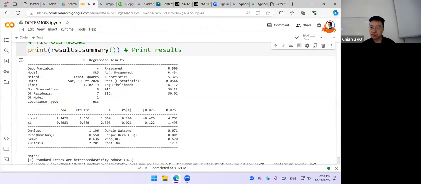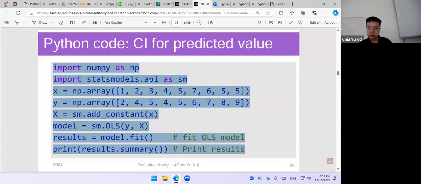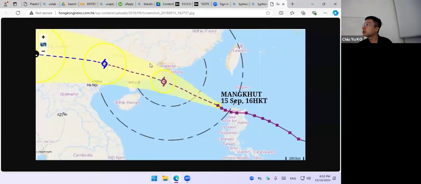The first thing to establish is that the coefficient p-value is less than 5%, so we can start doing something. If the p-value is not less than 5%, then we just go home. This is rubbish, we cannot do anything with the model. Now that we establish the model is useful, we can go further to use the model. How to use the model is to create something like this, okay?